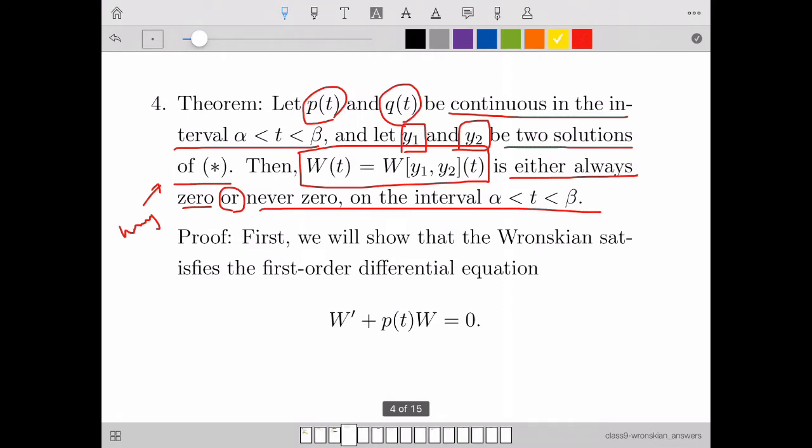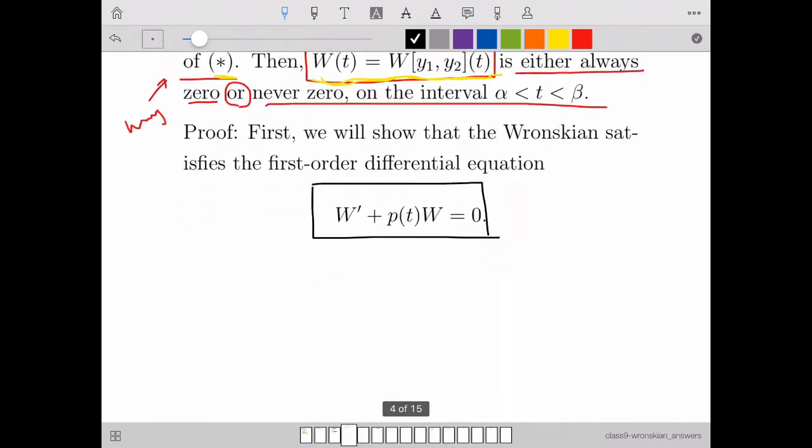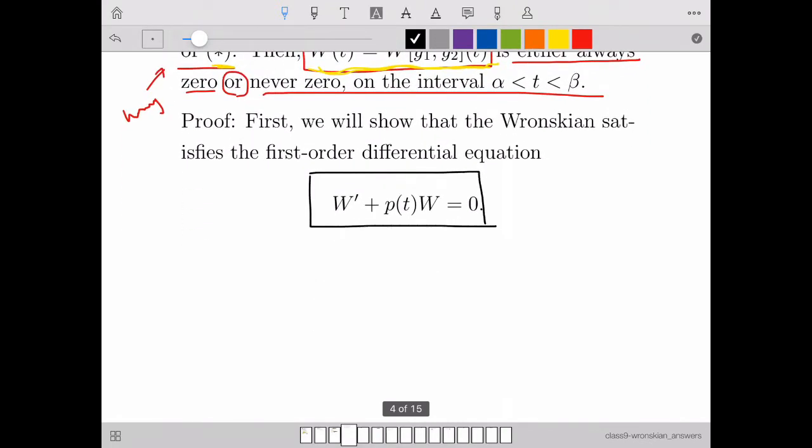So P and Q are continuous in this interval, and we have two solutions of the homogeneous equation. Then the Wronskian is either always 0 or never 0. So let's give a proof. First, we'll show that the Wronskian satisfies a first order differential equation. Okay, so we'll show that the Wronskian satisfies this. How? We can just plug in.